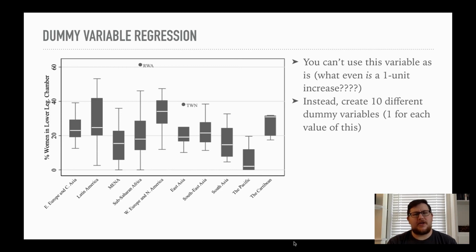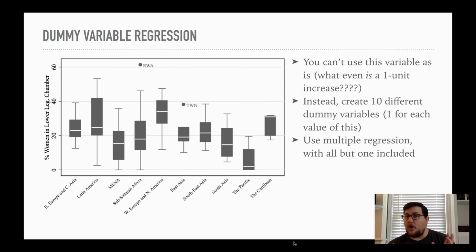So instead, what you would do here is create 10 different dummy variables, one for each value. You'd have a dummy variable that is 1 if it's in Eastern Europe or Central Asia and 0 if it's not. Another dummy variable, 1 equals Latin America, 0 equals not. Another one where 1 equals Middle East and North Africa, 0 equals not, and so on for all 10 geographic regions. There's an easy way to do this in SPSS. I'll show it to you. It's literally go to Transform, Create Dummy Variables. That's it.